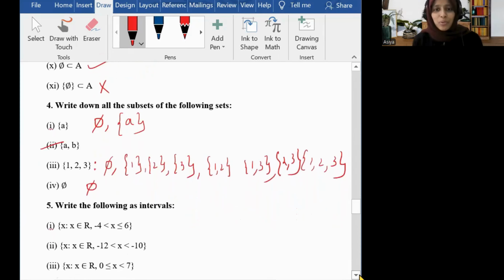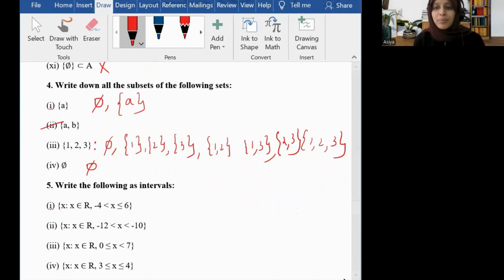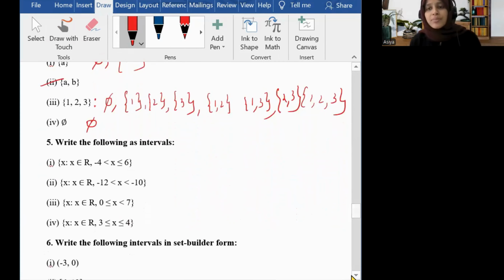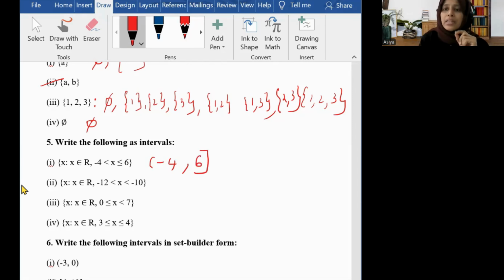Okay. Now moving on to, you only got one problem as homework, but do practice the example problems that are given in the textbook. Moving on to fourth bit, write the following as intervals. Now I have to write it in the form of intervals. Now x is greater than -4. As it is greater than -4, I will have to use the open interval, as -4 will not be included. Now x is less than or equal to 6, equal to 6, 6 is included. So I will close it with a square bracket.